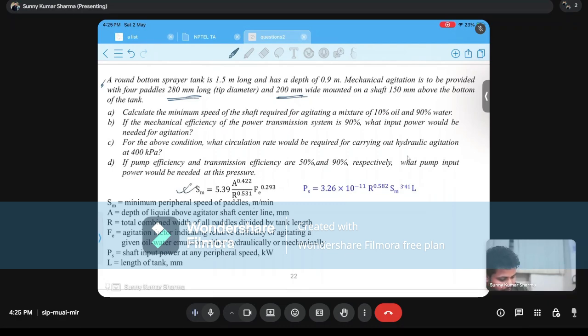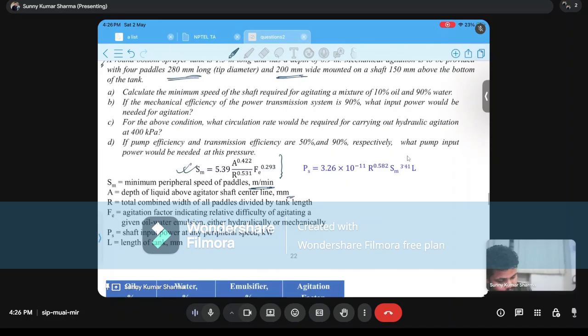Minimum peripheral speed of paddle in meter per minute is this one, where A, R and Fe, all notations have been defined here. A is the depth of liquid above agitator shaft in mm. You need to take care very carefully as this can damage all your calculations. R is the total combined width of all paddles divided by tank length. So here division with tank length is there.